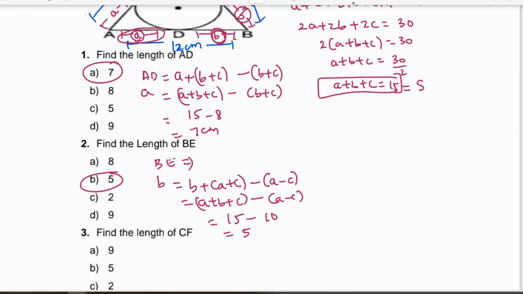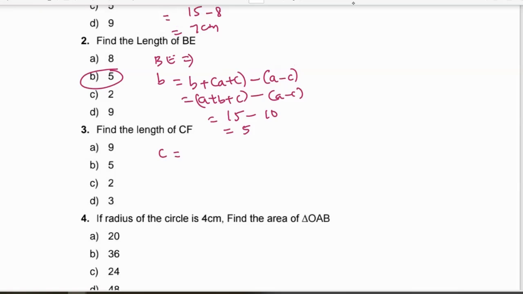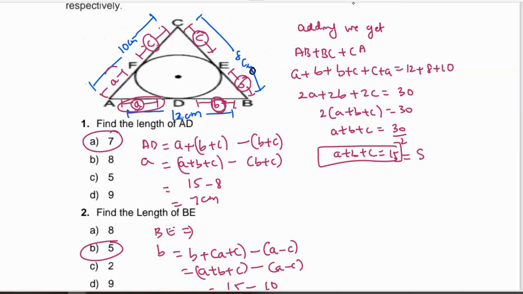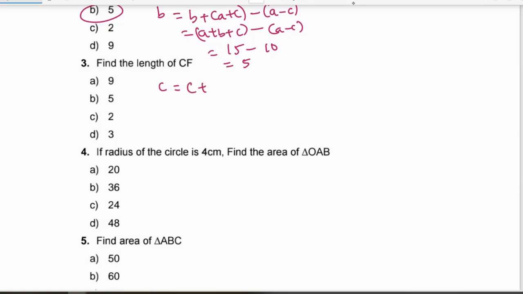Then same way you will be finding for CF. What will be CF? CF will be C. Then you have opposite will be A plus B. So it will be C plus A plus B, then minus of, the opposite side is A plus B. That will be A plus B plus C minus A plus B. This is 15. 15 minus A plus B is 12. So it will be 15 minus 12 is 3. So the answer is 3.